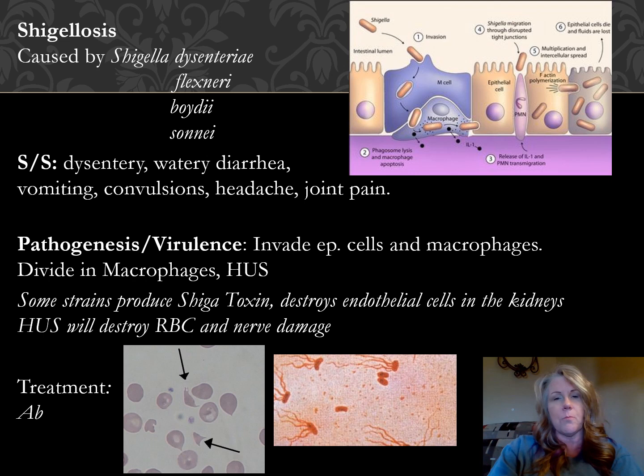Now, some strains will produce what's known as the Shiga toxin. We have talked about the Shiga toxin before, and the Shiga toxin will destroy those endothelial cells of the kidney. And it destroys red blood cells. So it's quite damaging to the body itself, and it will tend to shut those kidneys down. It can even cause nerve damage.